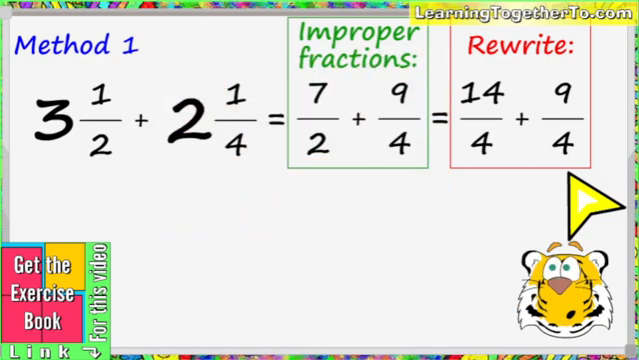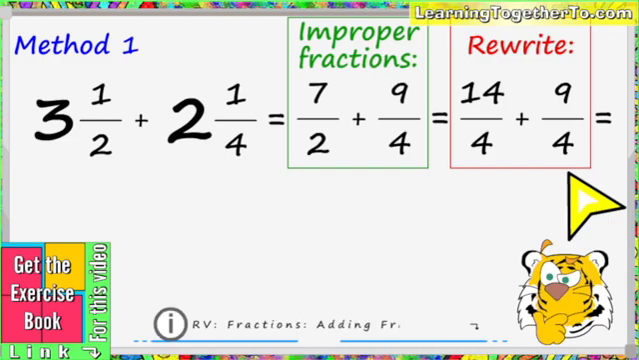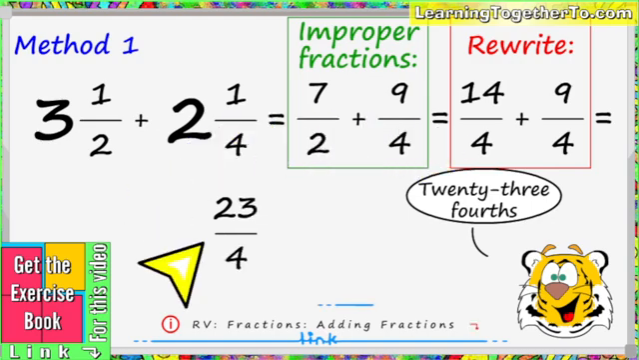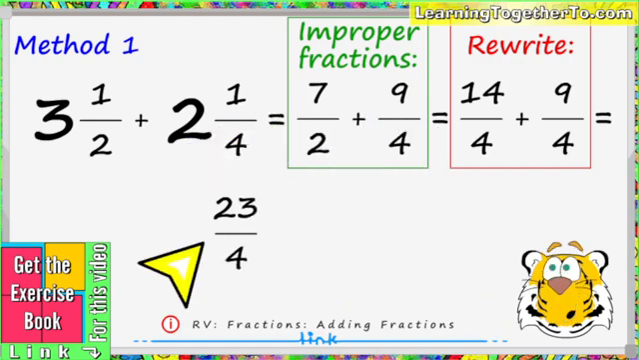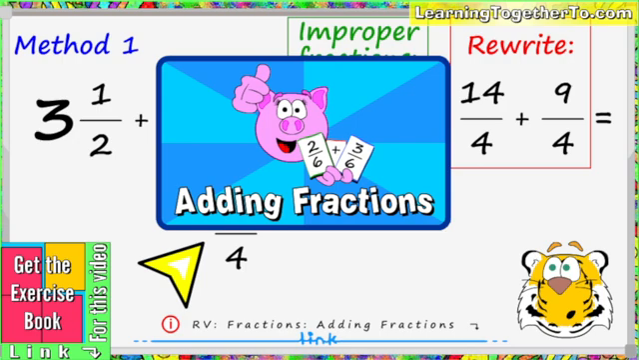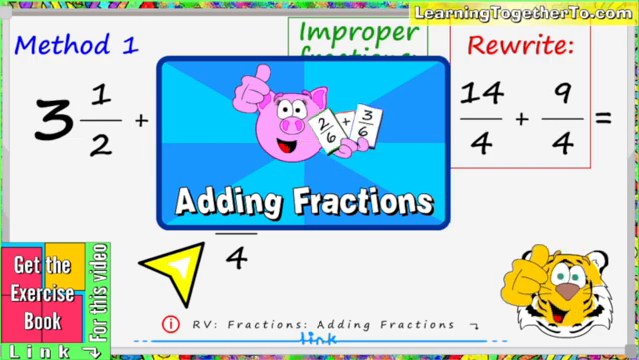Now we can add them. 14/4 plus 9/4 is equal to 23/4. Nice job, Tim. In a separate video, our Mojituti friend Pearl helps us as we review how to add fractions with the same denominator. Make sure to check out the video if you're wondering how we did that.